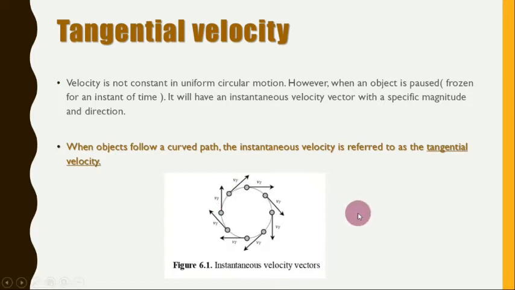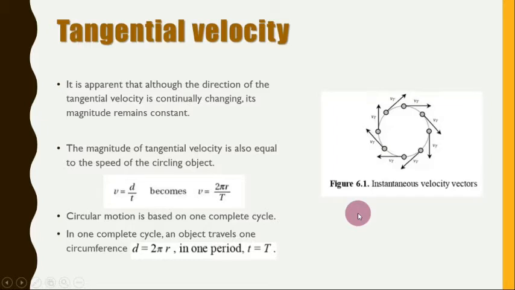Okay? And this tangential velocity has a formula. What is the formula? It is 2πr over T. 2πr is the circumference of the circular path, and T is the period of this motion.